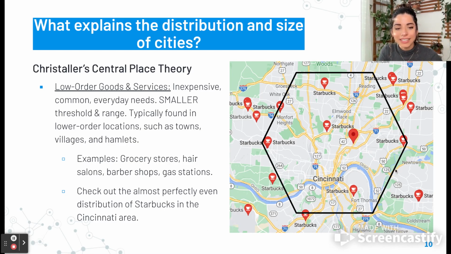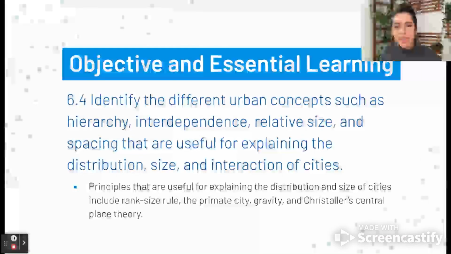And then check this out, this distribution of Starbucks in Cincinnati. This is a great demonstration of threshold and range. Notice how it is spread out in a way that takes into consideration that idea of threshold and range.